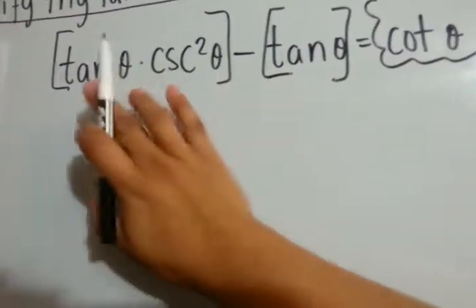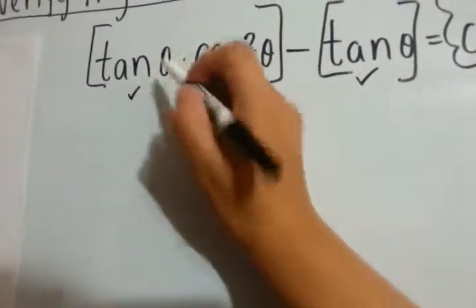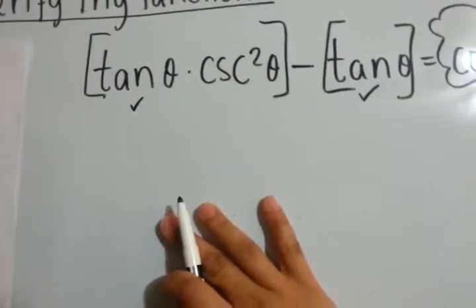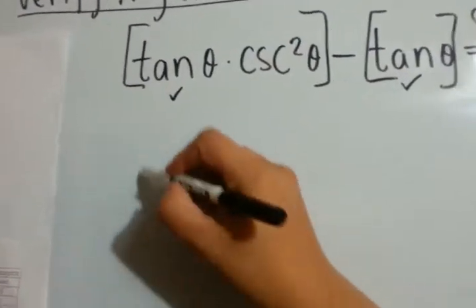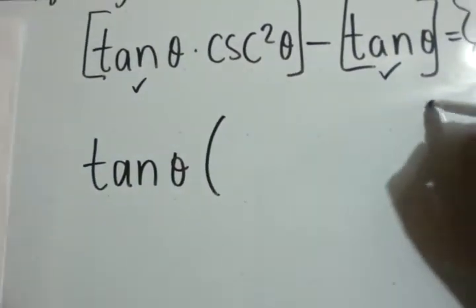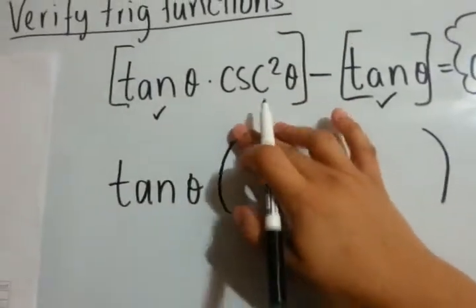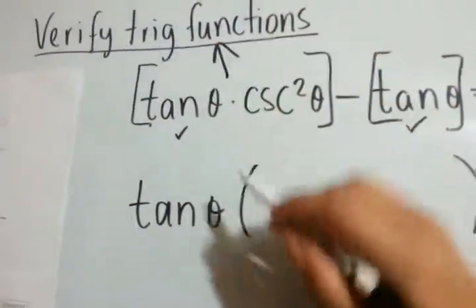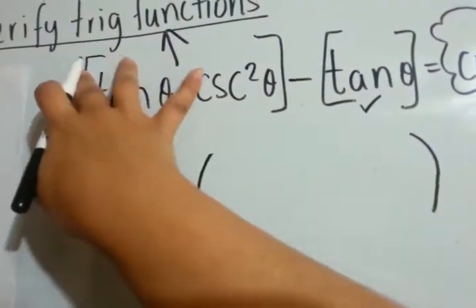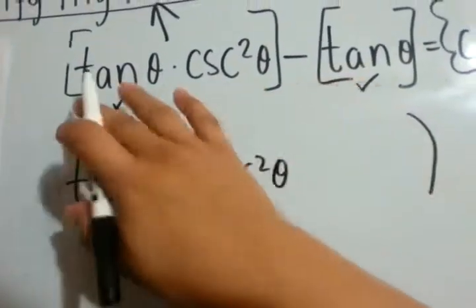Now the first thing you notice is that you have this term minus this term, but you have tangent in common. And when you have any term in common, you're going to factor that term out. So you're going to write tangent theta, and there's something that's going to be left in parentheses. Now stop and think. Look at the first term. If you remove tangent, what's left over? The cosecant squared theta.